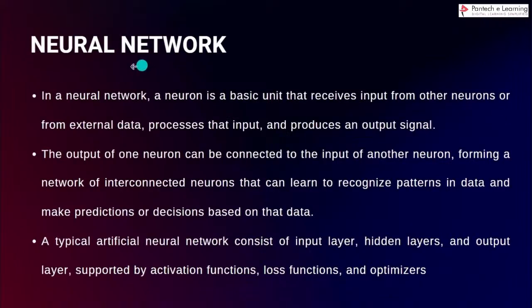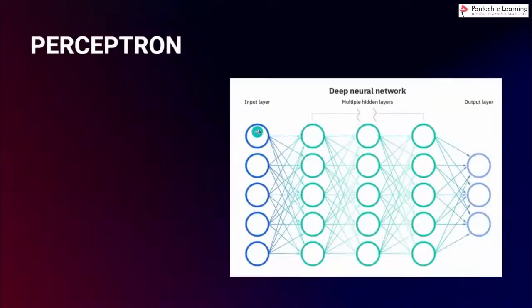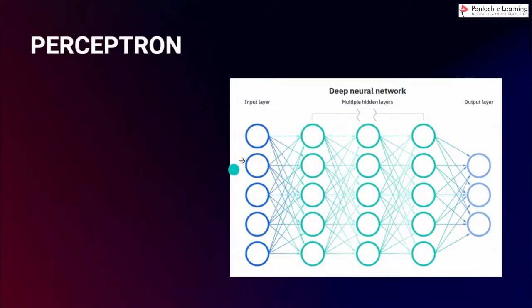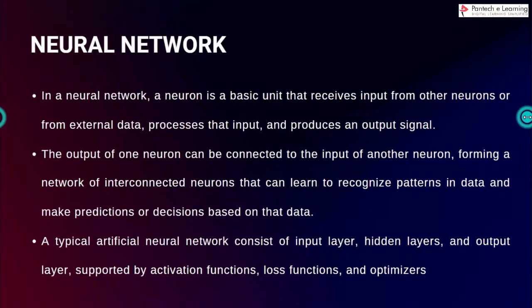Okay, and then going into the next one, let us see some intro about neural networks. In a neural network, a neuron is the basic unit that receives input from other neurons or from external data. For example, here the input layer will receive the input from the external network, which means the data you are passing. But these neurons will be receiving the input from previous neurons, right? So neurons will give it to neurons and neurons will give it to neurons. Some neurons will get it from the outside environment, like the data set you are passing, and other neurons process that input and produce an output signal.